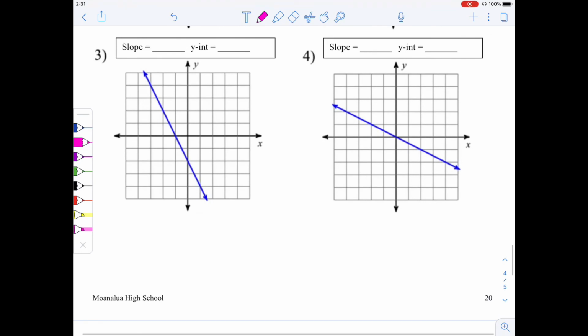Okay, number 3, same thing. We start at the y-axis, figure out where that is. That's -2. For our slope, we're going down now, so we count 1, 2. So that's -2, right 1. And we keep following: -2, right 1, -2, right 1. So our slope is given by -2 over 1, which is just -2.